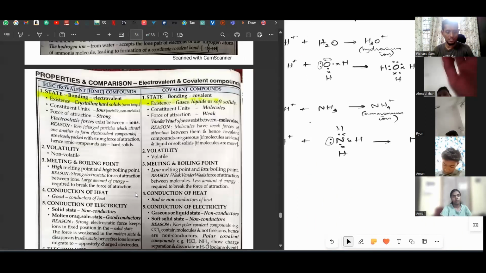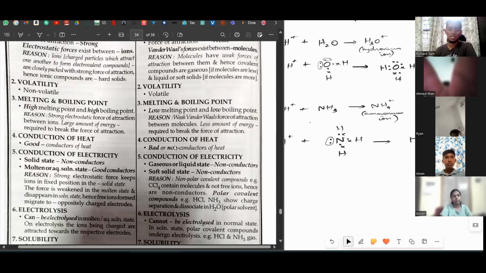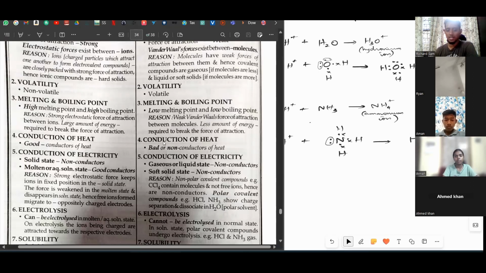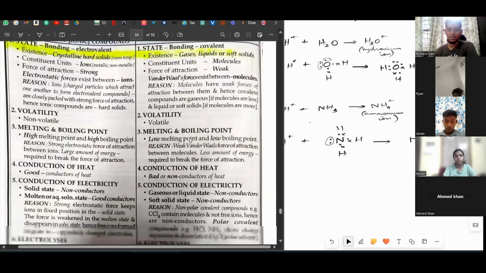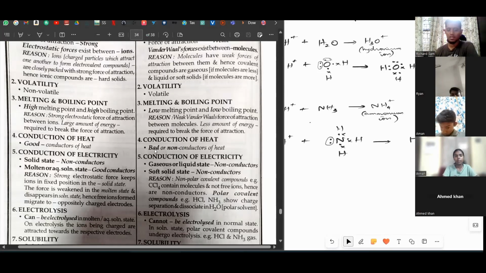Then conduction of heat: how much heat transfers. Ionic compounds are good conductors of heat, and covalent compounds are bad conductors or non-conductors of heat. You should think of an example. For covalent, think of water. Water is a bad conductor of heat, right? Heat passes, everything will transfer heat, but it takes a long time for it to get hot. That means it's a bad conductor. If it gets hot fast and transfers the heat fast, that means it's a good conductor.